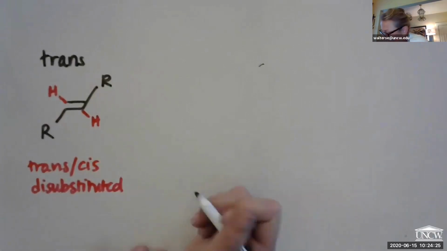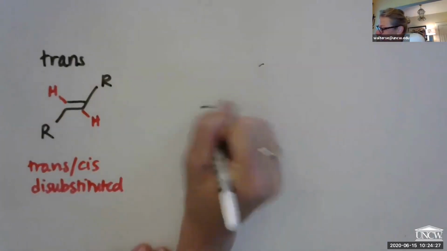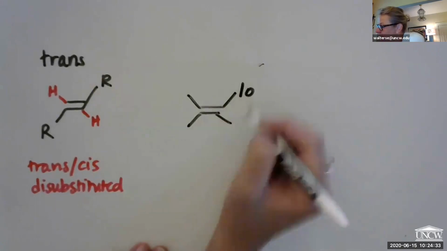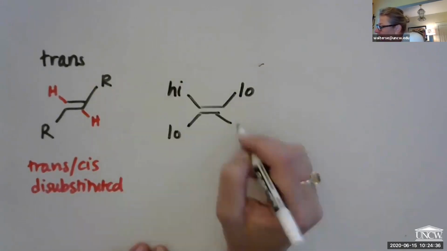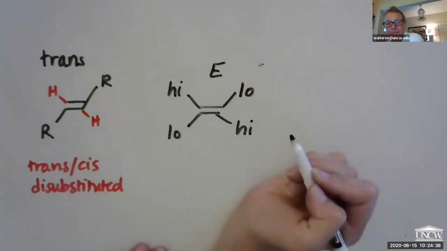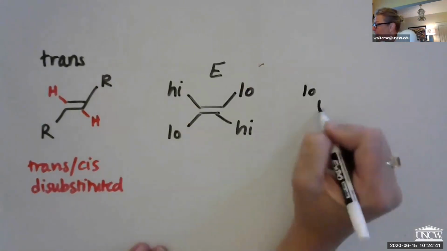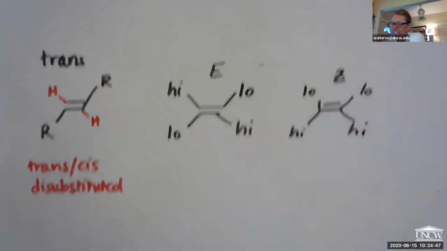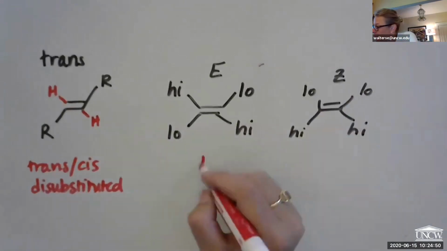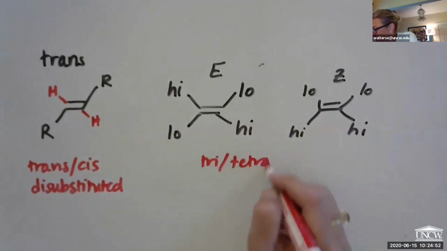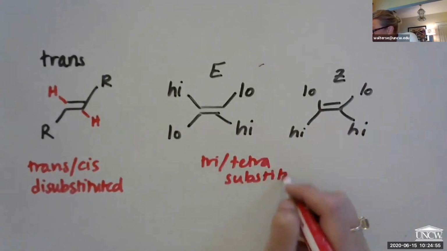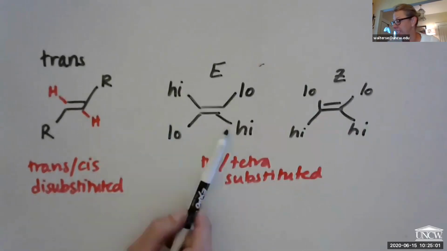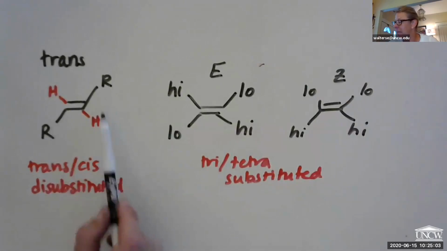No, it's not Z. In that case, what you have high in E and Z is low, low, high, high. This is E. This is Z. And these are used in tri and tetra substituted alkenes. I see where your analysis is. Well, these are on opposite sides. This you just said was opposite sides.